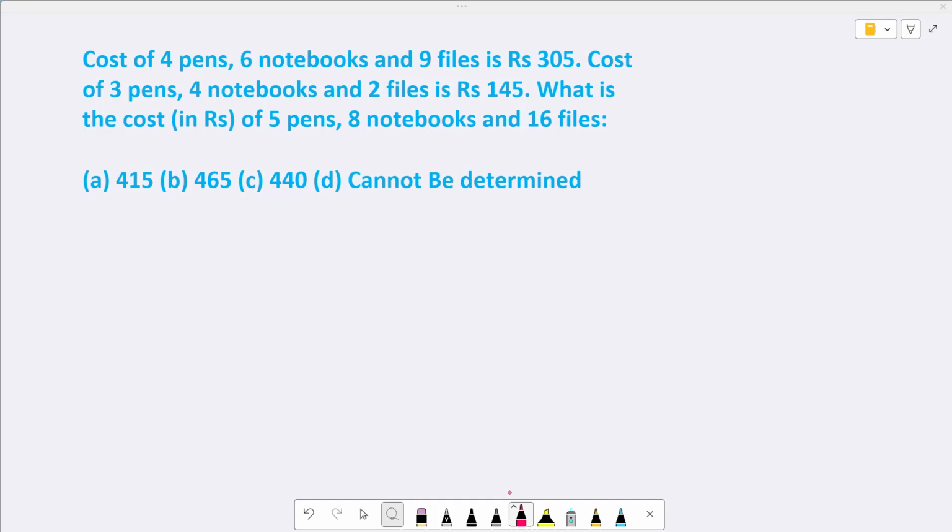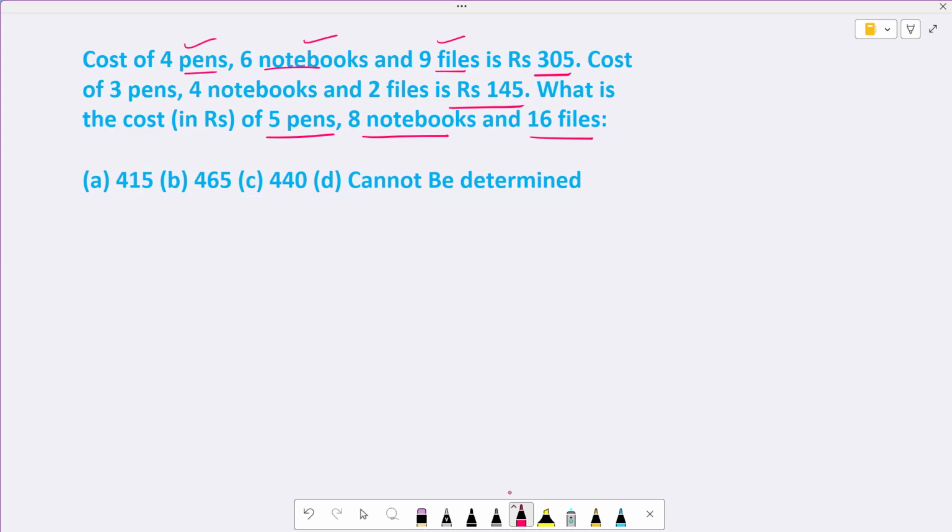The next question says the cost of 4 pens, 6 notebooks and 9 files is this, and the cost of 3 pens, 4 notebooks and 2 files is this. What is the cost of 5 pens, 8 notebooks and 6 files? For this, what we need to find out is simply the cost of 1 pen, 1 notebook and 1 file. In these types of questions, for example here, we have 3 variables: cost of 1 pen, cost of 1 notebook, and cost of 1 file.